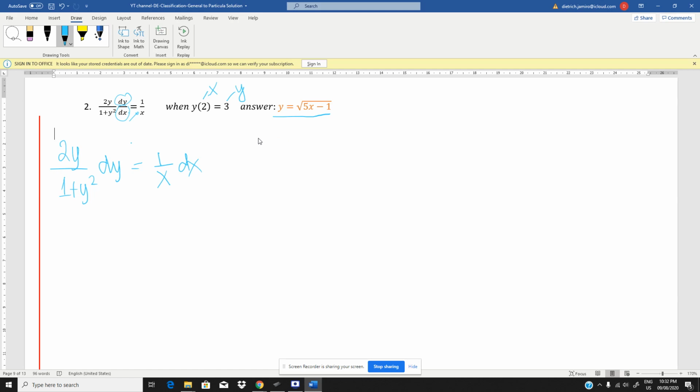We know that the integral of dx over x is equivalent to ln of x plus c. So in this case, we will just integrate both sides. On the right side, we know that dx over x is equivalent to ln x. And from the other side, we will just use substitution first, so we will know if it has a correction factor or not. First, I'll just change my ink.